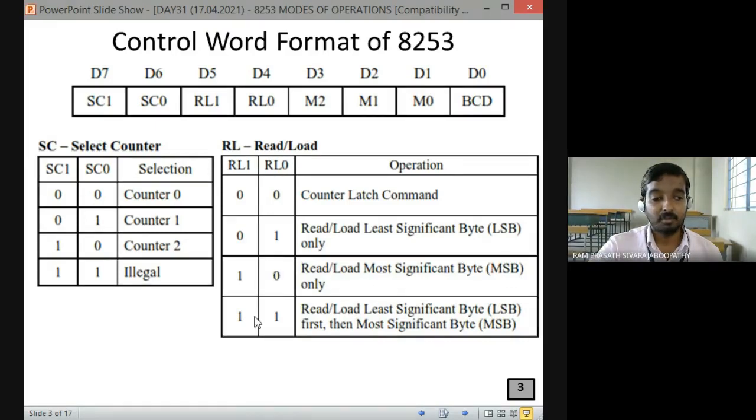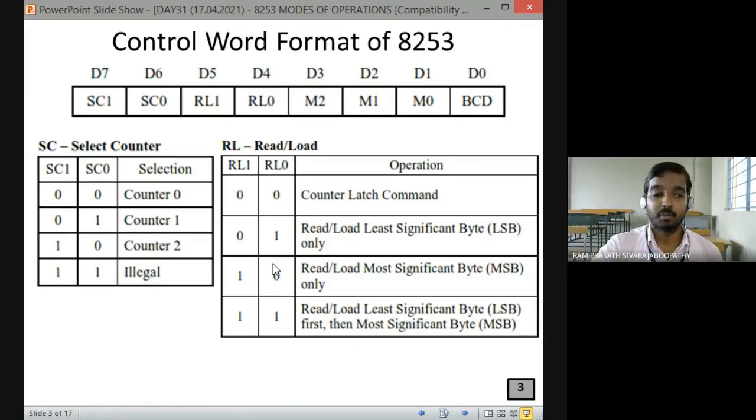See, if I am using 1 1, I have to do 2 times the write operation or 2 times I have to read the count value. Fine, lower byte and higher byte. In the case of 0 1 and 1 0, what am I going to do? I am going to write only the LSB or only the MSB. Correct? That means if I put 0 1 or 1 0, all the read operations are going to be 1 byte. You cannot read the other byte or write the other byte.